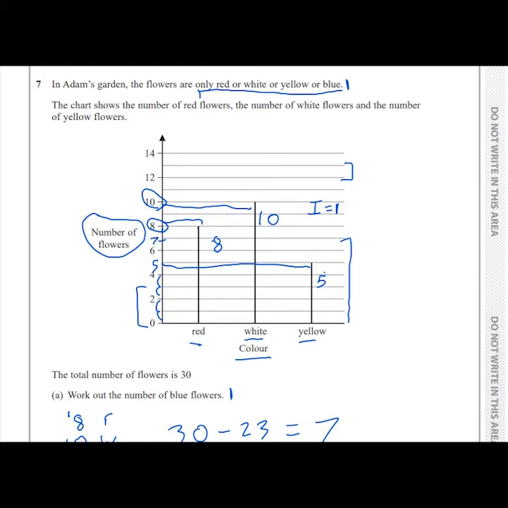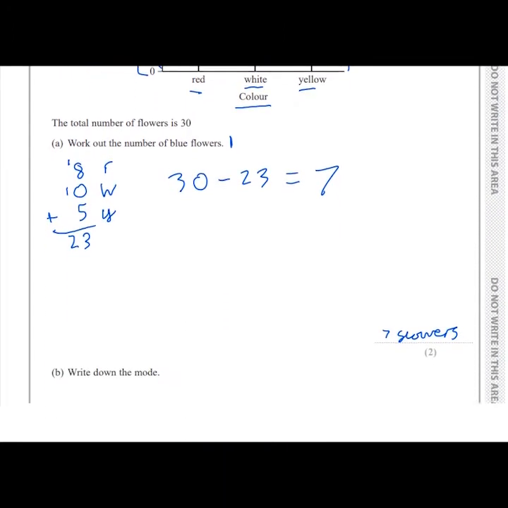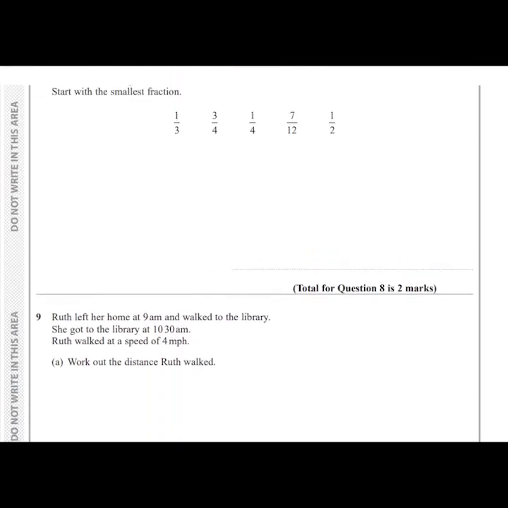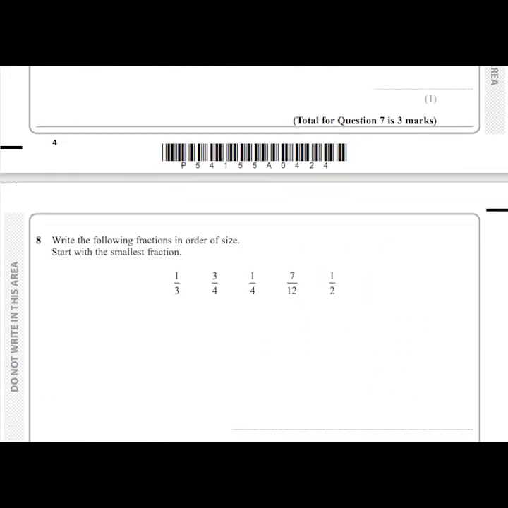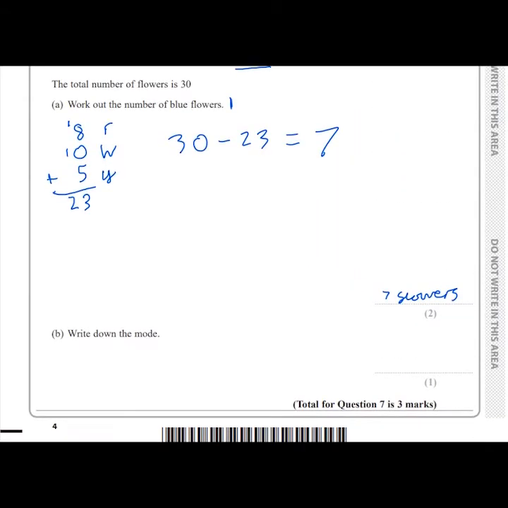So if we look at these 4 peaks here, we see that 10 there is the tallest one. So white is our mode, because the mode is the one which we have the most of. So as we have the most white flowers, that is our mode.